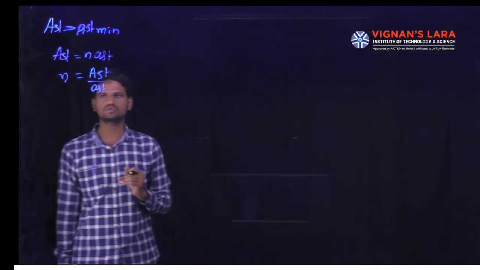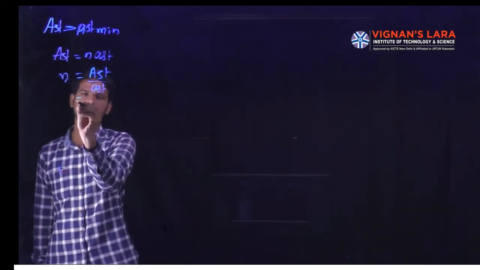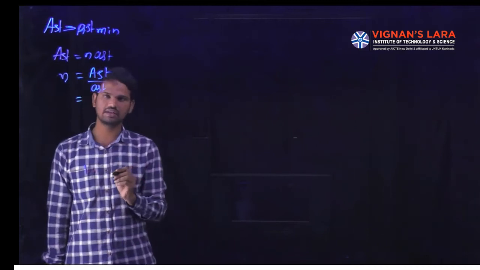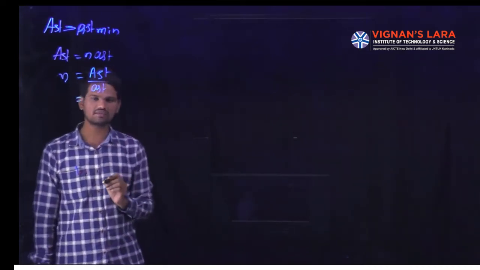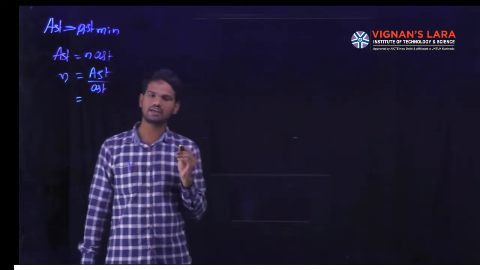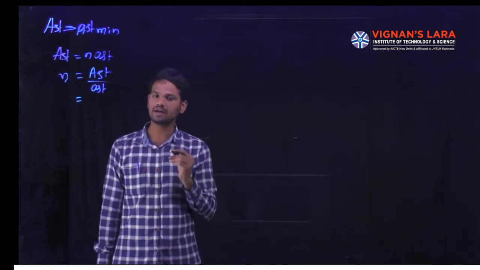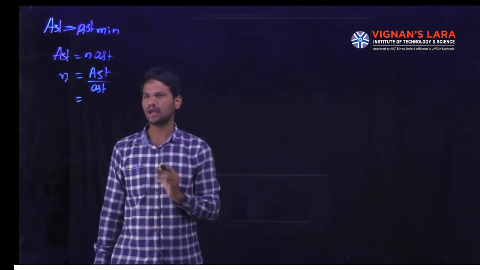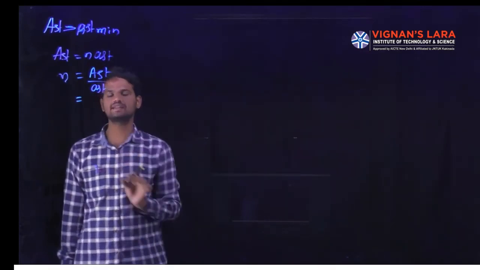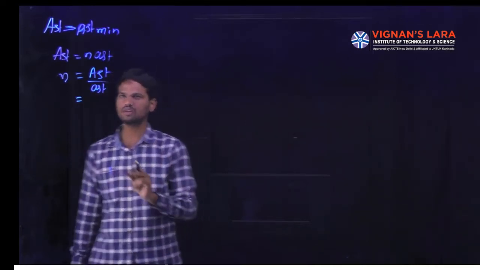276.35 mm square. Now we will calculate the number of bars. Number of bars equals total area of the steel divided by area of the steel of the single bar. In calculating the effective depth of the beam in the first step, we considered the main bar diameter as 20 mm. That means we have to calculate the area of one main bar.